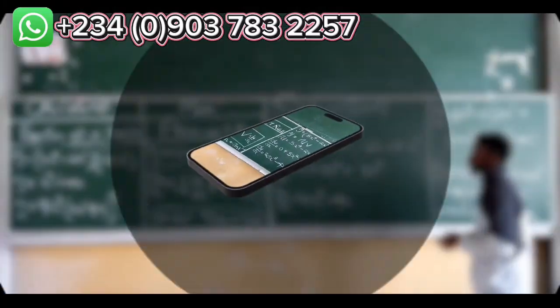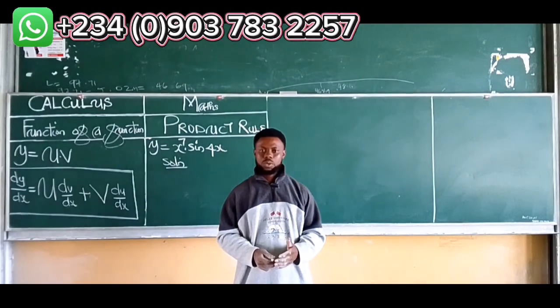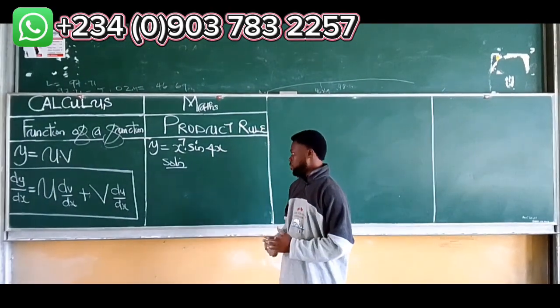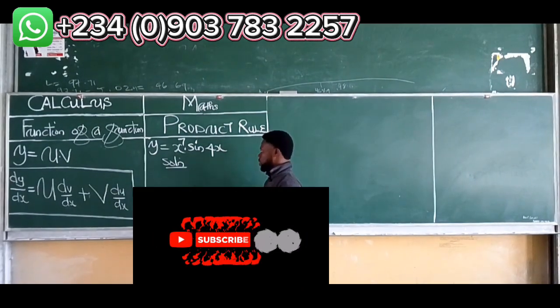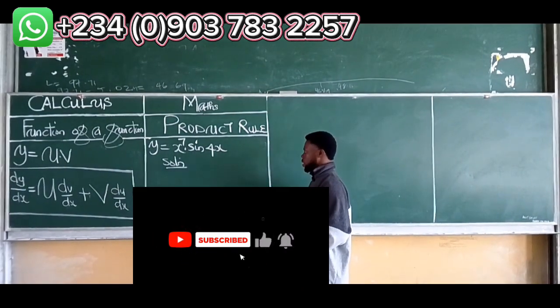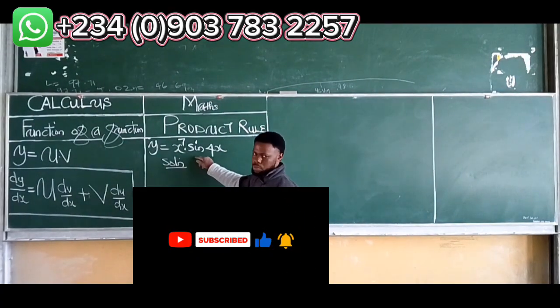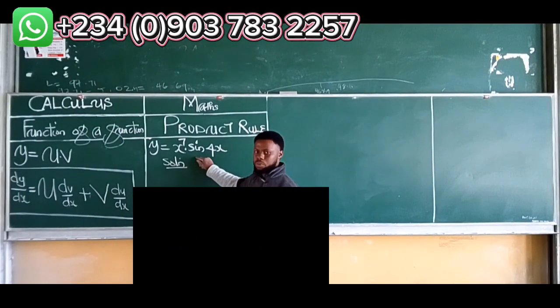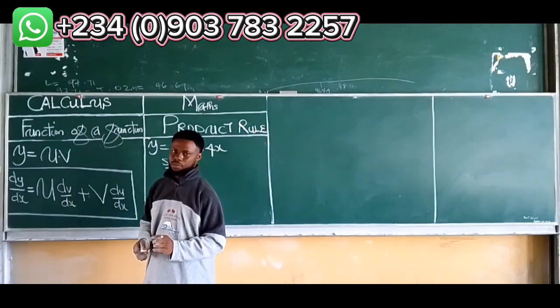So this becomes the final result. Let us consider the second example on the board under product rule. The question on the board is y is equal to x raised to the power of 7 sine 4x. In this example, it is basically the combination of chain rule and product rule. And in this case, one has to be very careful.